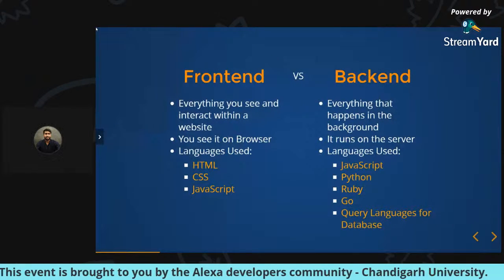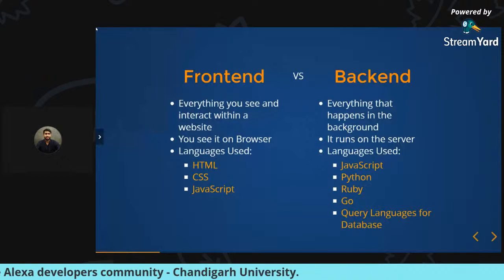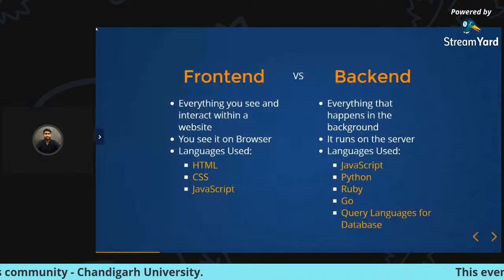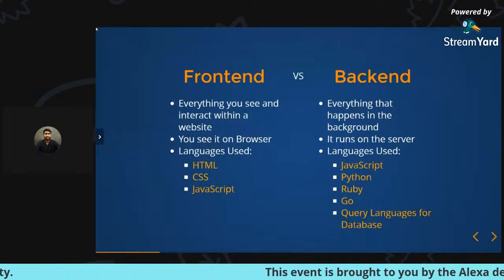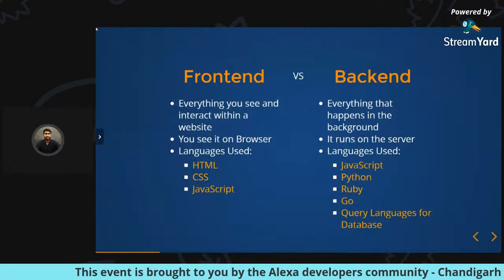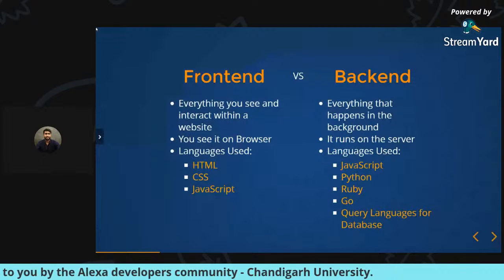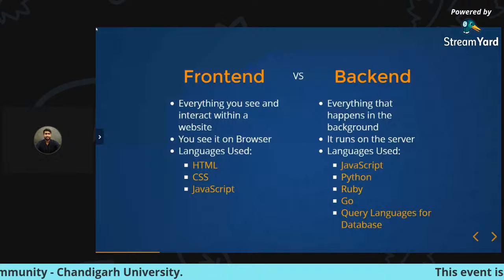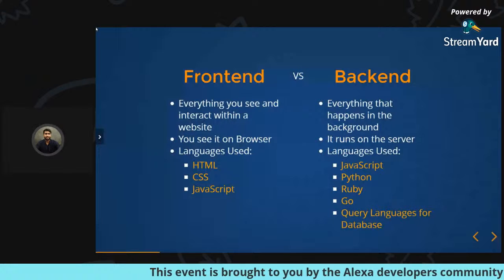Now let us talk about front end and back end. These are very exaggerated words which you see and hear whenever you talk about web development. The front end is everything you see on the screen, everything visible on the browser screen. For creating the front end, we basically use three fundamental languages: HTML, CSS, and JavaScript. This is what we are going to learn today.